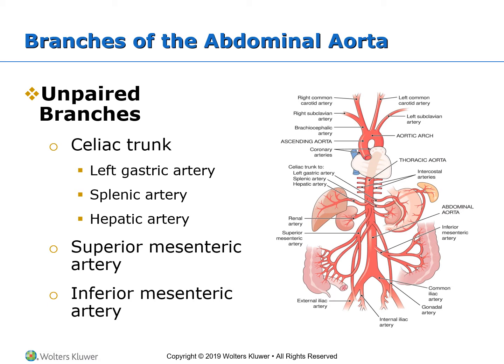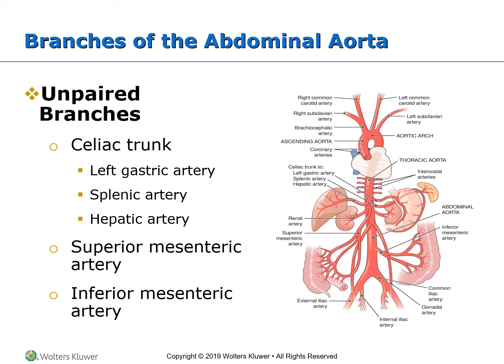Going down, we'll have the unpaired branches first. The first one will be the celiac trunk. That is a very short artery that will subdivide immediately into three branches. That will be the left gastric artery that will supply the stomach, the splenic artery that will supply the spleen, and the hepatic artery that goes to the liver.